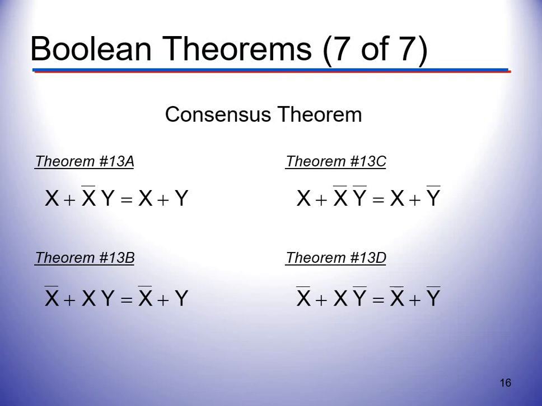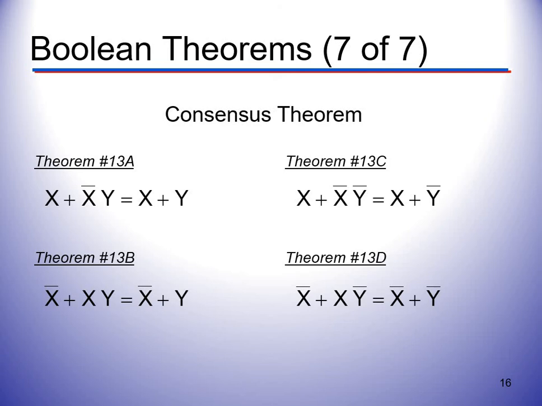So let's look at C. We have x or x bar y bar. That is equal to x or y bar. Once again, whatever's next to the 2 term goes away. And then part D, x bar or x y bar equals x bar or y bar. So you can kind of see which one's being eliminated when we do the consensus theorem.